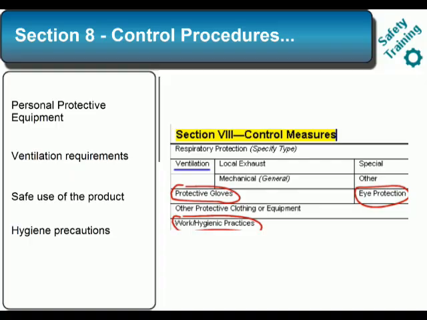The last section, Section 8, has control measures you must follow for safe use of the product. This section contains information about the required personal protective equipment, any specific ventilation requirements, and guidelines for safe product use. Hygiene precautions such as hand washing after use may also be listed in this area.